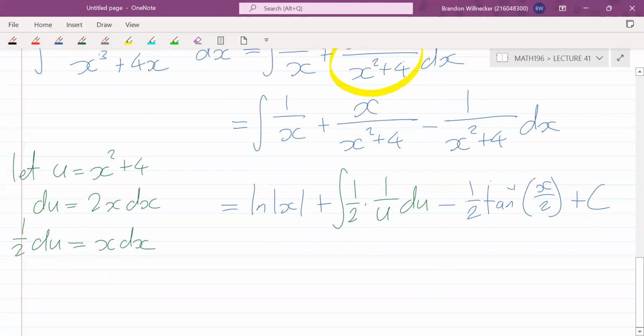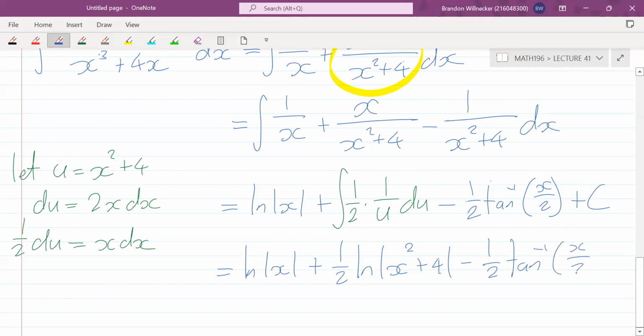Okay, now the green integral after the u substitution, that's just going to be 1/2 the natural log of u. But remember what we set u as. u was x squared plus 4. So this is going to be the natural log of x plus 1/2 the natural log of u, but we can just put that right away, x squared plus 4, minus 1/2 arctan x over 2 plus c.